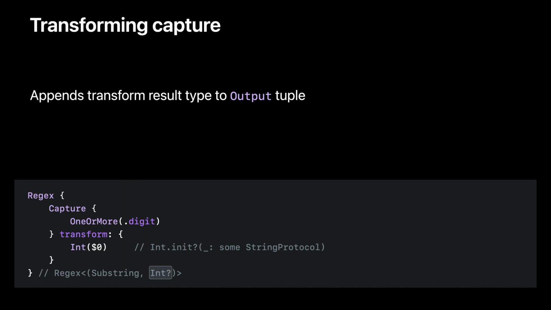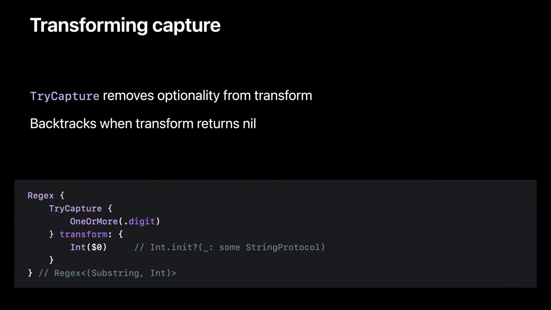Here, by transforming the capture with Int's initializer from string, I get an optional Int in the output tuple type. To obtain a non-optional output, try capture can help. Try capture is a variant of capture which accepts a transform that returns an optional and removes the optionality in the output type. Returning nil during matching will cause the regex engine to backtrack and try an alternative path. Try capture is most useful when you transform a capture with a failable initializer.